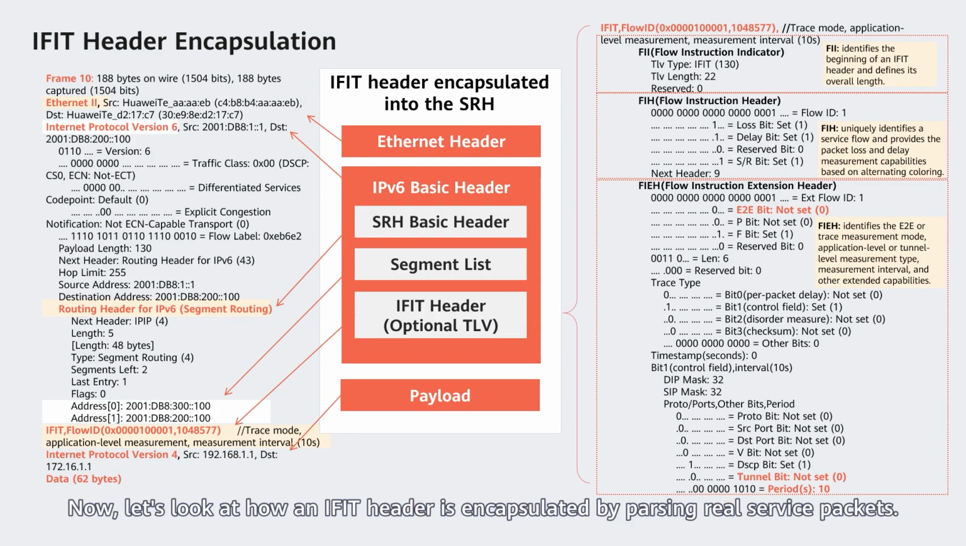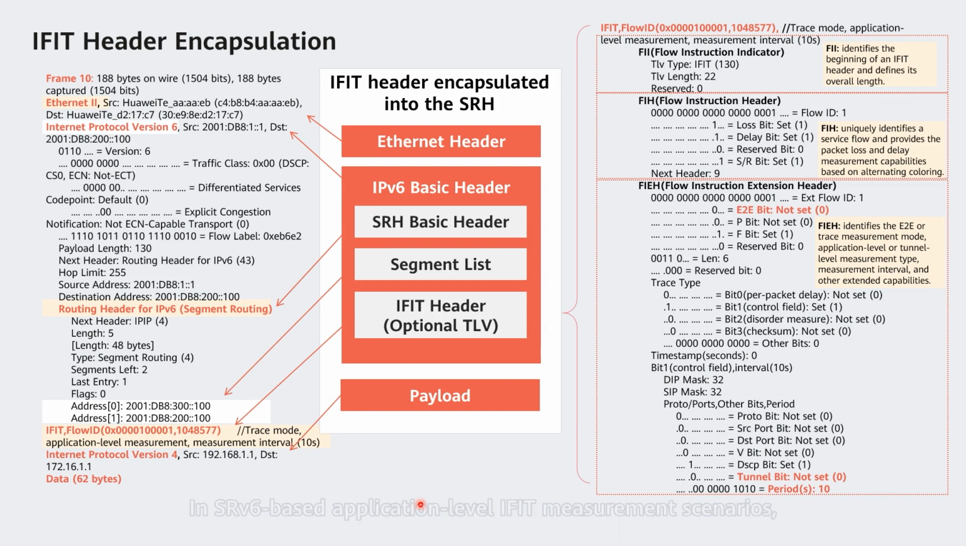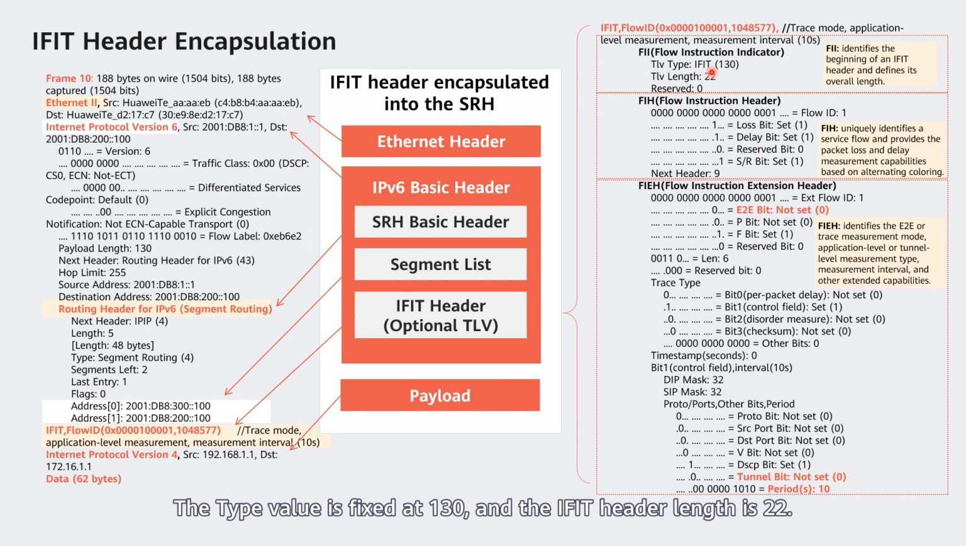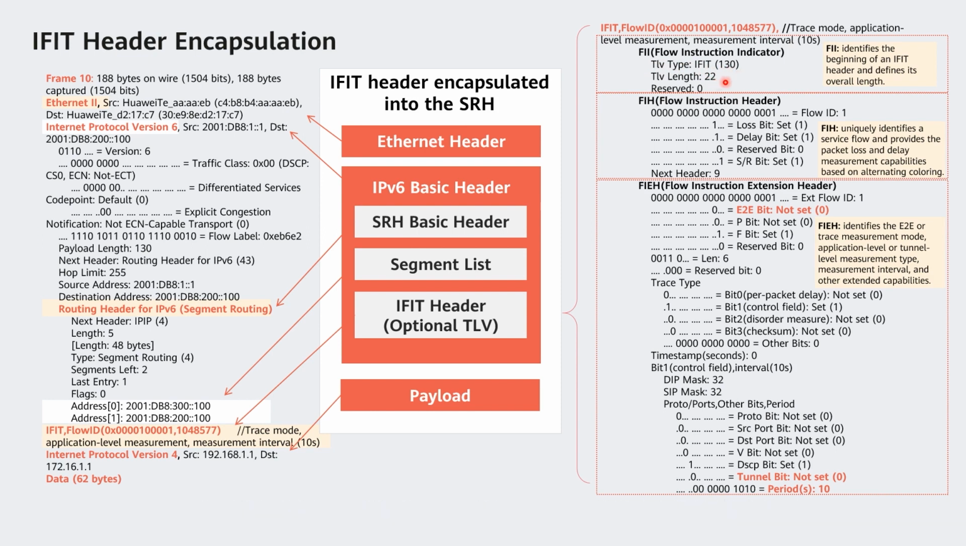Now, let's look at how an IFIT header is encapsulated by parsing real service packets. In SRv6-based application-level IFIT measurement scenarios, the IFIT header is encapsulated into the SRH as a new type of TLV to carry measurement data. FII identifies the beginning of an IFIT header and defines its overall length. The type value is fixed at 130, and the IFIT header length is 22.